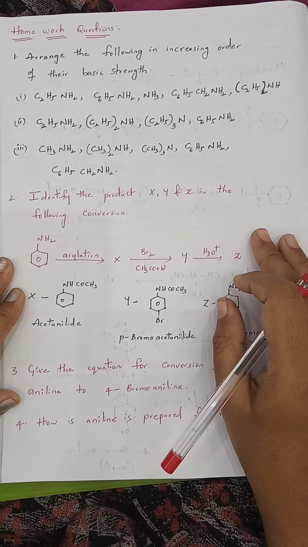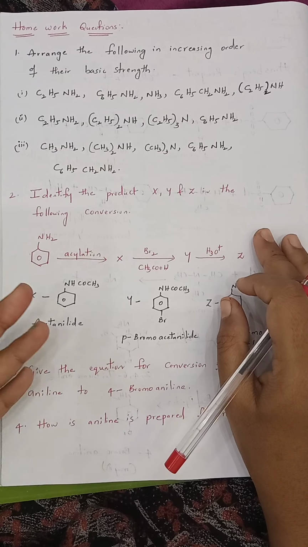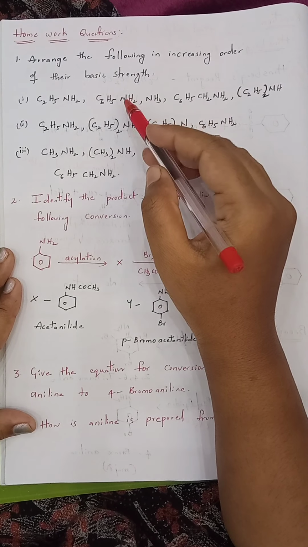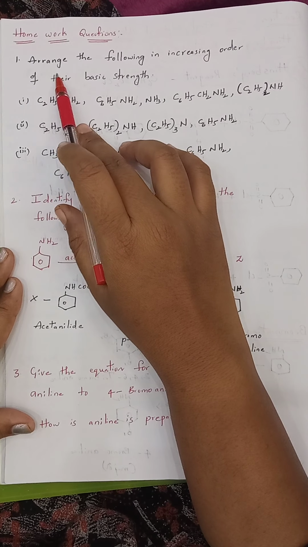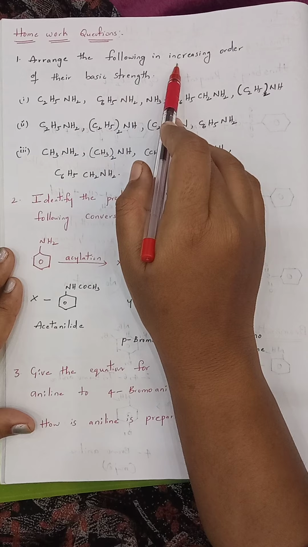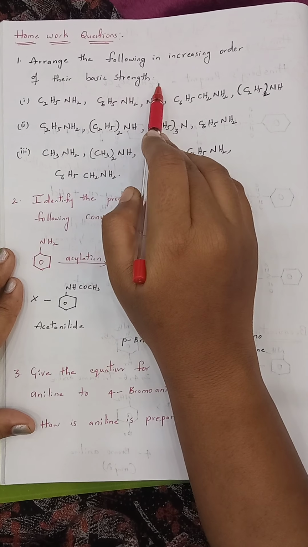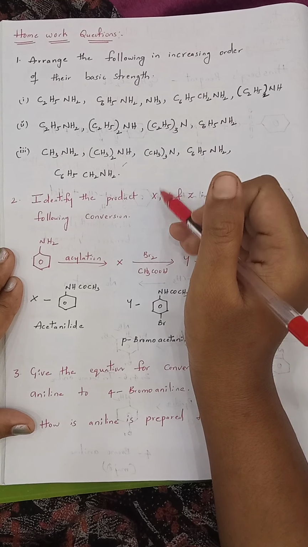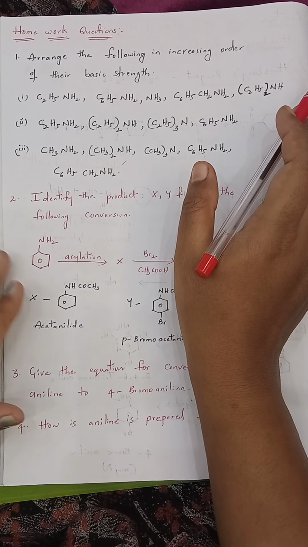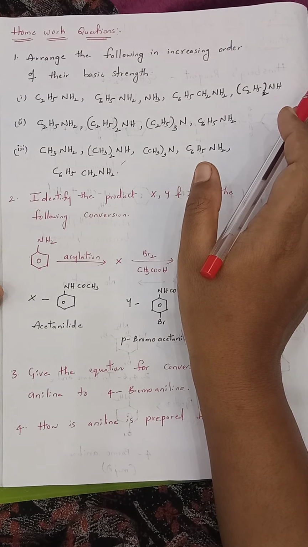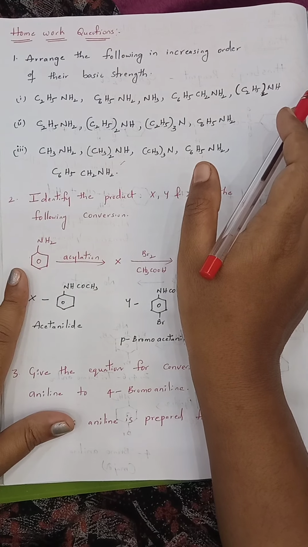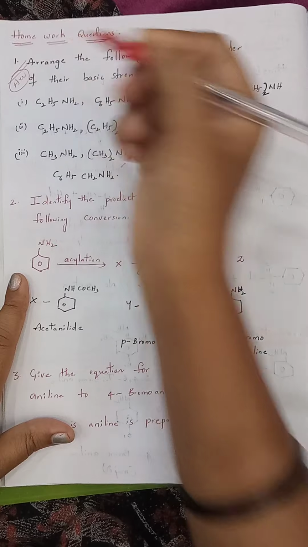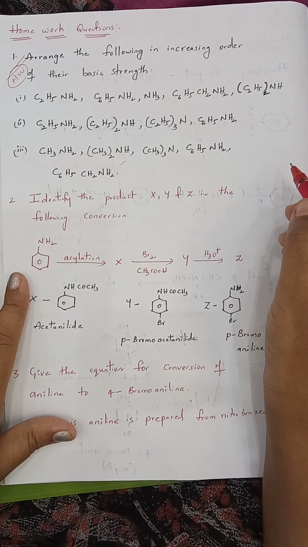Here are a few more important questions, showing how they will ask these concepts question-wise. See, this is a question related to basic nature. Arrange the following in increasing order of their basic strength. Here they have given 3. You have to arrange them by basic strength, so go through the basic strength concept and arrange them accordingly. This is homework for you. Compulsory, you have to do this and send your answers to me.